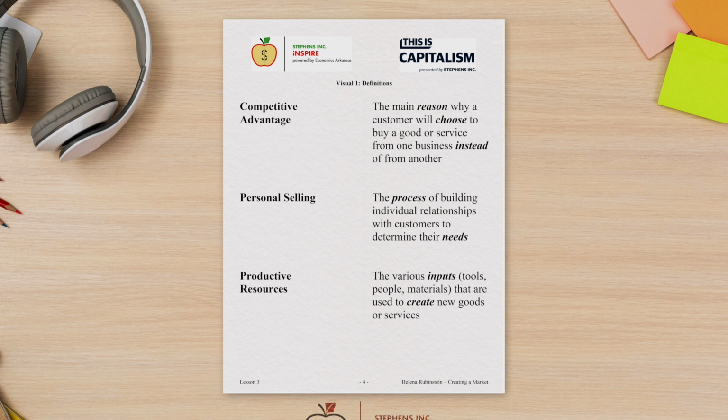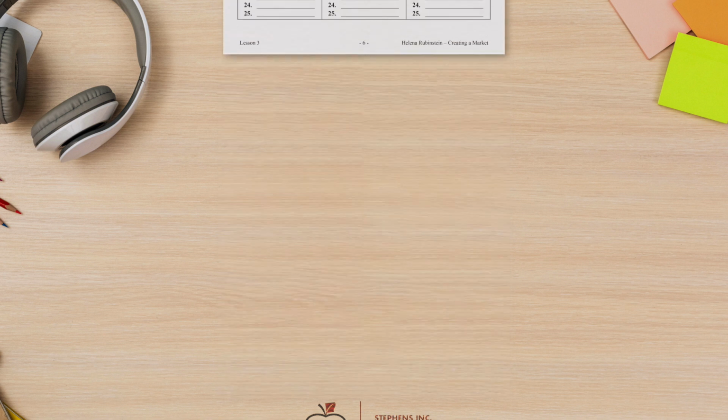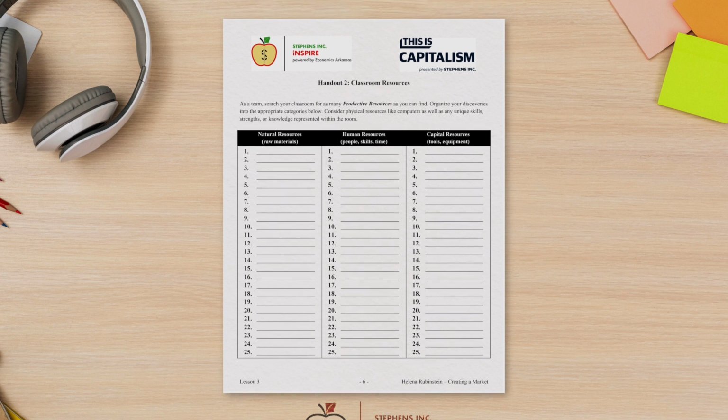With students still in teams of 3 to 4, distribute a copy of Handout 2, Classroom Resources, to each team. Teams will compile and categorize productive resources into 3 categories: natural resources, human resources, and capital resources. Allow teams 5 minutes to complete this exercise.